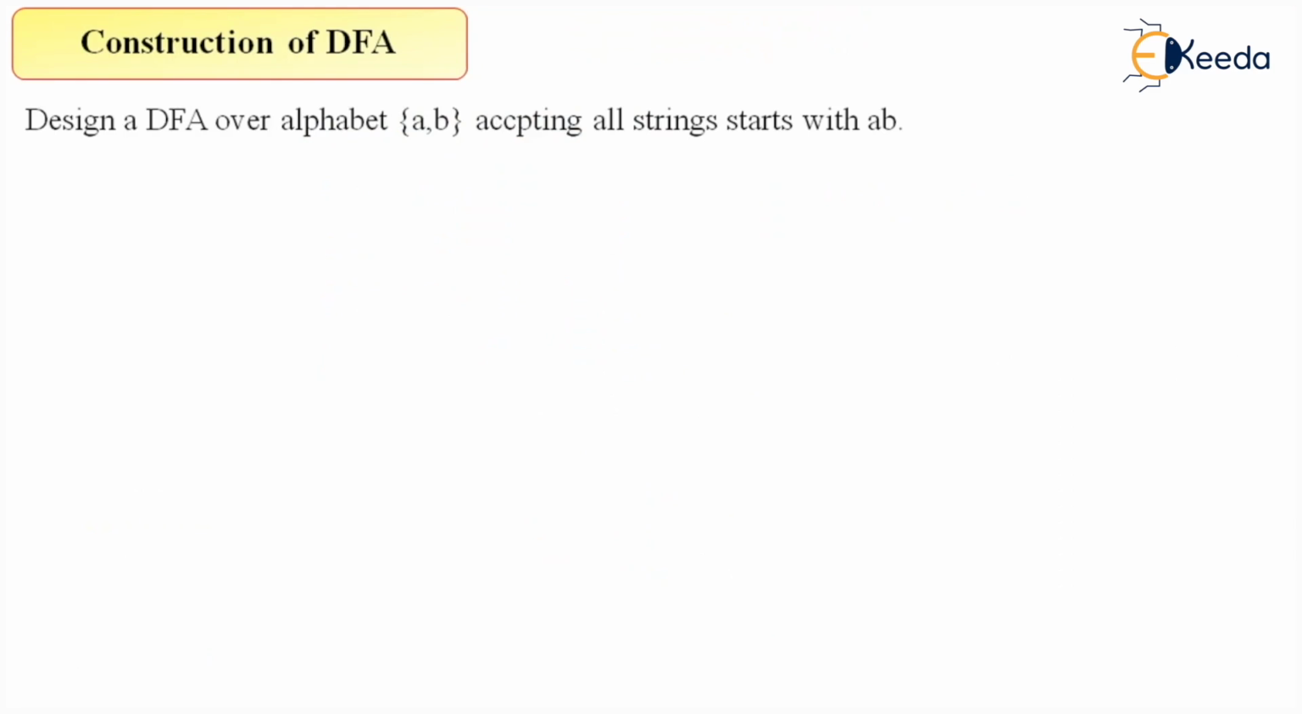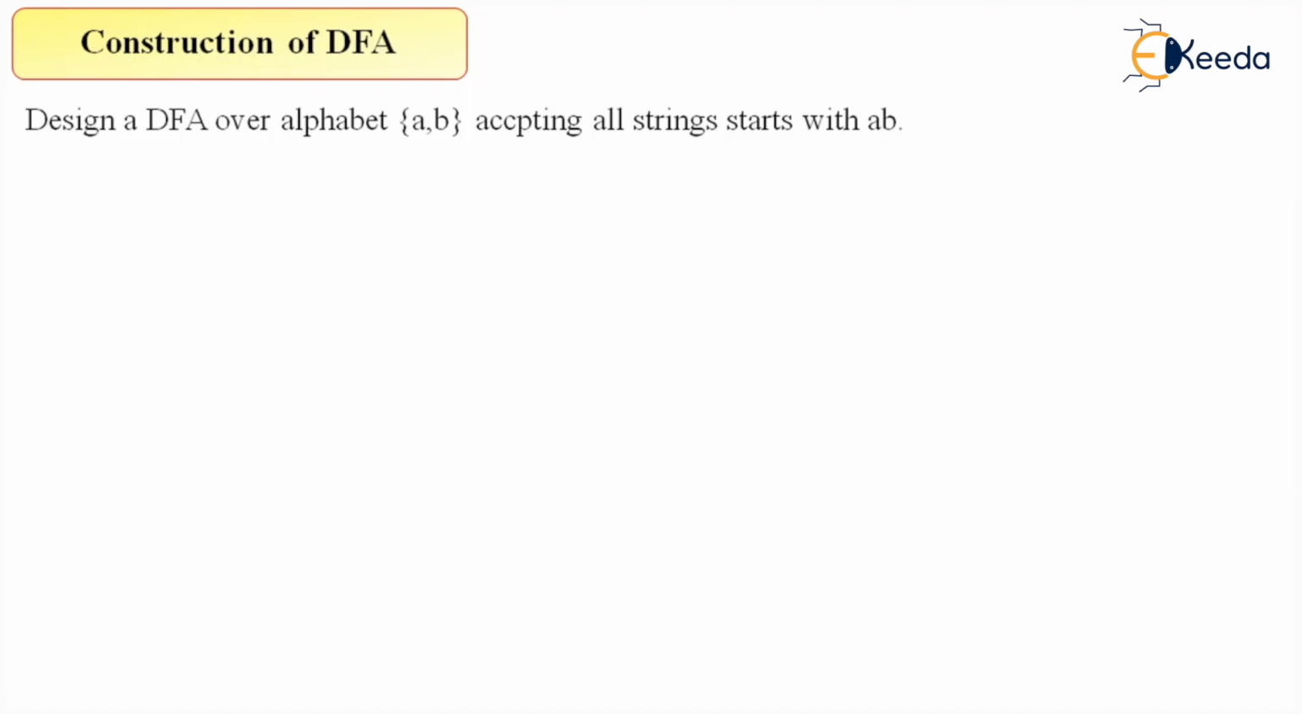Okay, this is the second part of this construction of DFA, and here the question is to design the DFA over alphabet A and B, accepting all the language that starts with AB. So we have already seen ends with AB, but now we want to design the DFA that starts with AB.